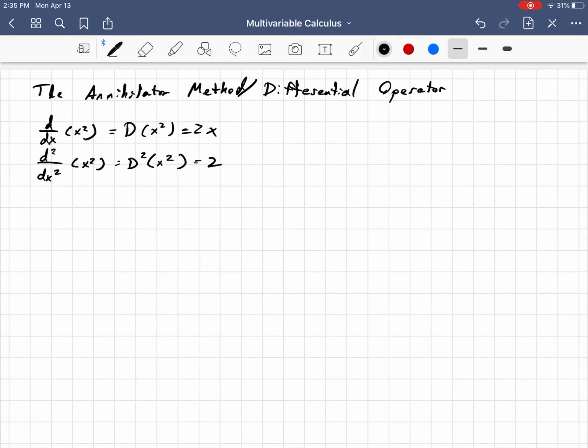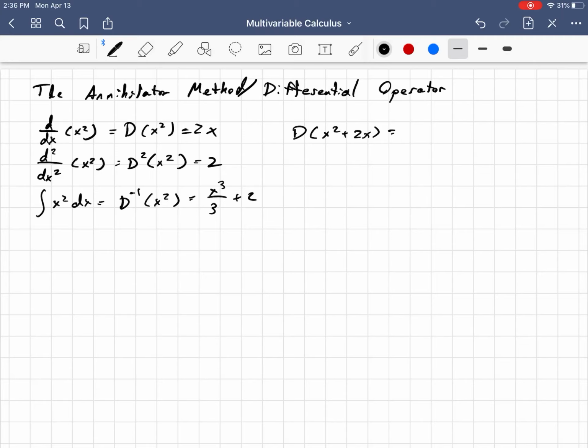For the second derivative, instead of writing it like this, we write it like this, and those are both equal to 2. For the integral, say we had the integral of x squared, we write it as D inverse of x squared. This is fitting because the derivative and the integral are inverses, and those are both x cubed over 3 plus c.